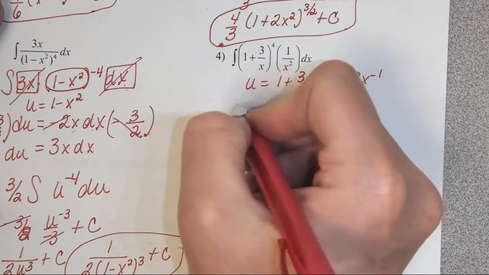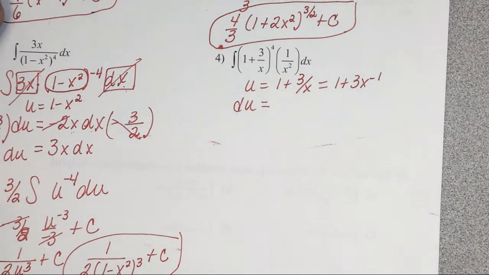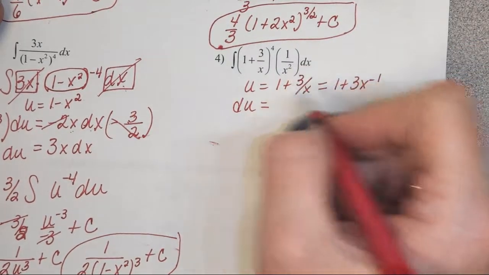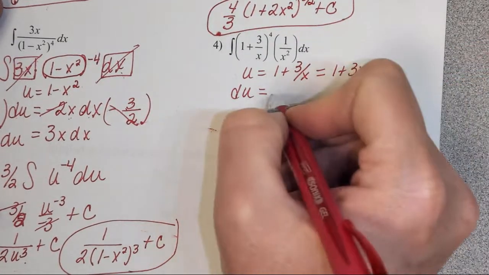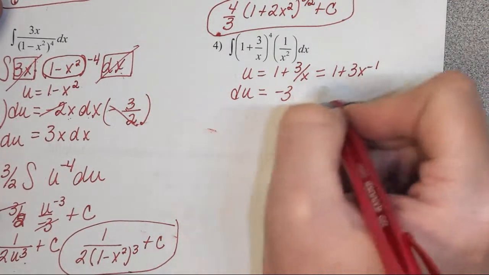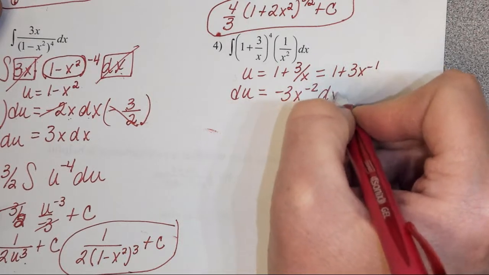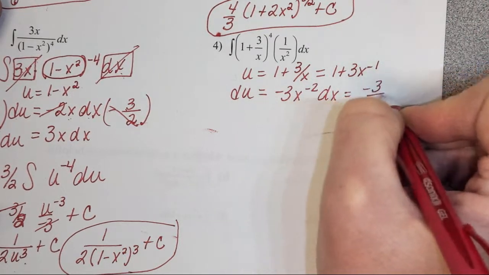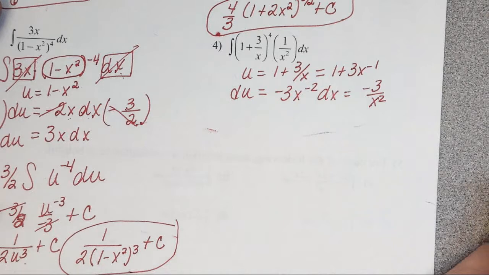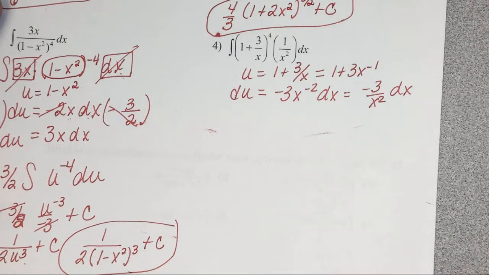So now I'm going to take that derivative. Megan, what's that derivative? Good. It's negative 3 over x squared. Just to help people understand, negative 3x to the negative 2 to start with, and then negative 3 over x squared is right. And I want to put dx after it to show I took the derivative with respect to x.